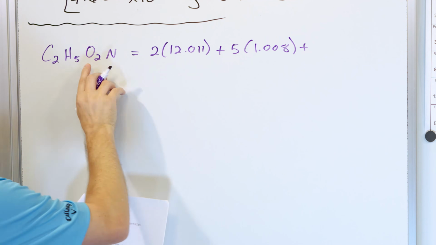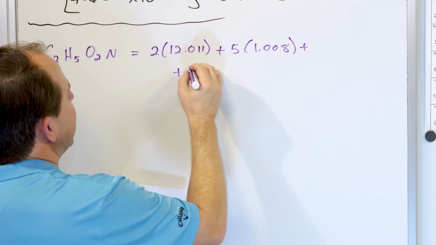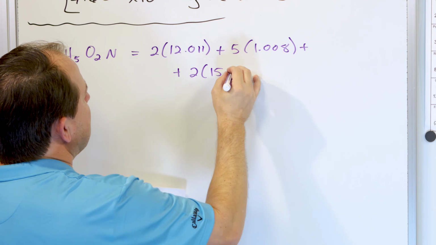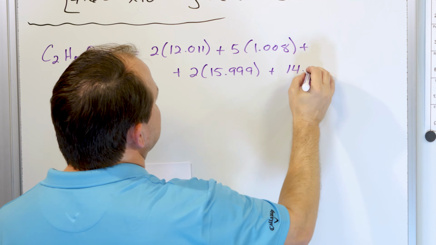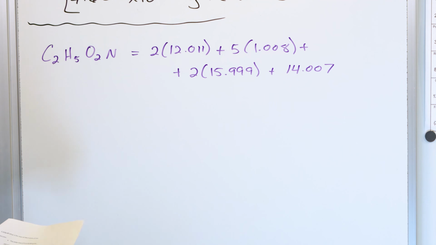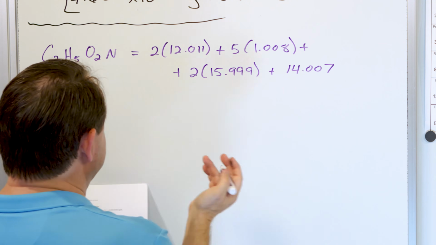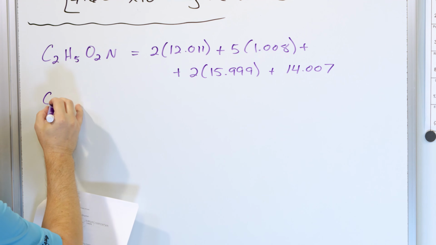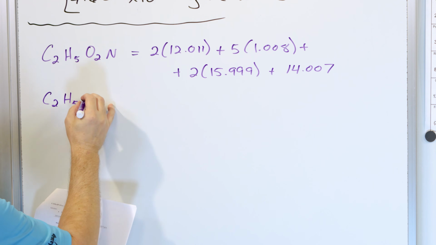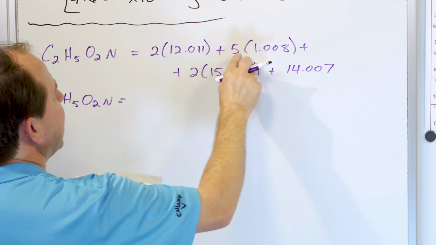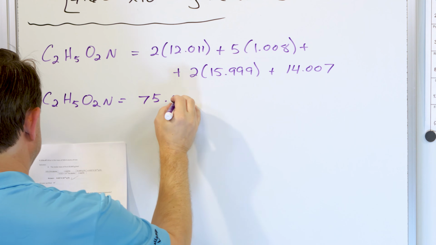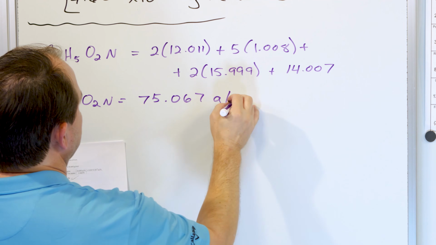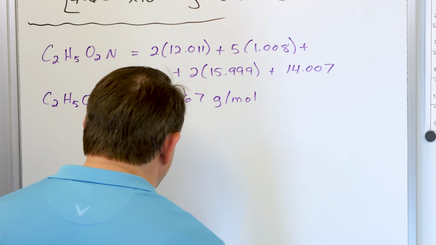And then you have 2 oxygens. So let's go down here. You have 2 oxygens, 15.999. And then finally you add the nitrogen, which is 14.007. Let me double check all my numbers here. I have them mostly memorized, but that's just because we use them so much. Anyone can make mistakes, including me. So C2H5O2N, multiply, multiply, multiply, add them all together, you'll get 75.067 grams per mole. All right, so that's a good starting point.